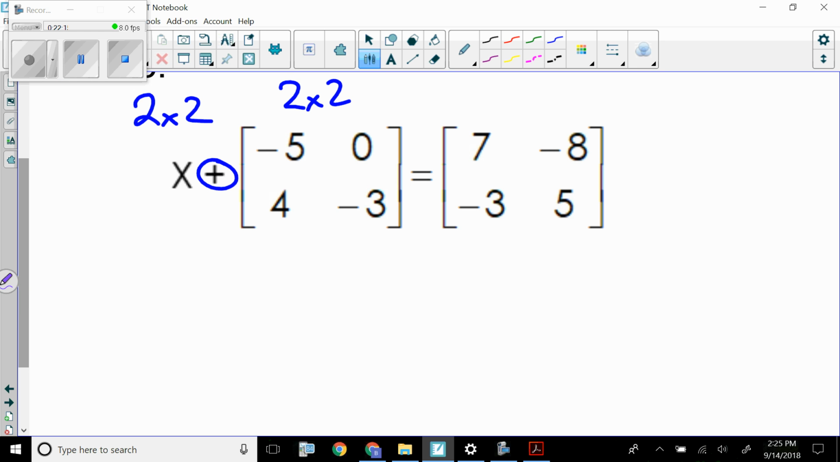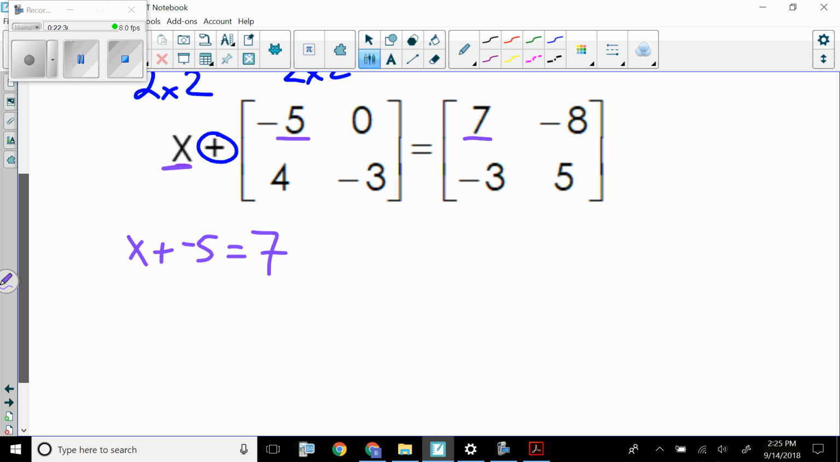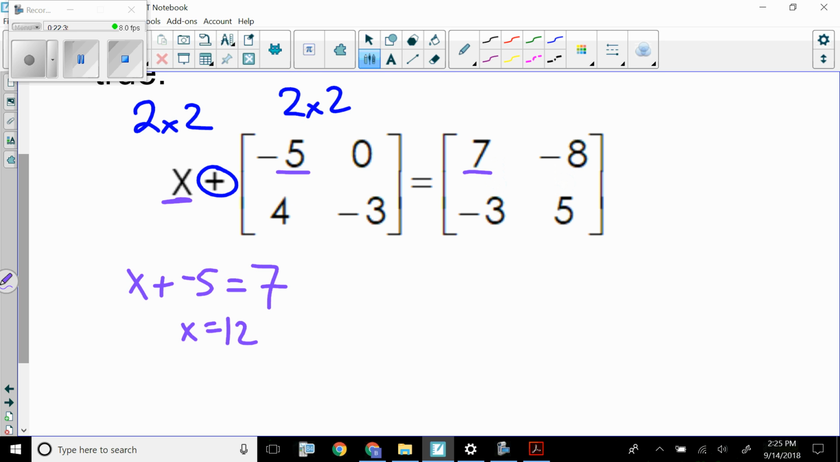Really, when I'm thinking about it, I'm thinking about x. You should be thinking x plus each element equals each element over there. So I have like x plus negative 5 equals 7. Well, solve that. I would add the 5 across, and I would get x equals 12 for this one. Now, what elements was I working with? Here I was working with the first row, first column. Well, then that must be x sub 1,1.